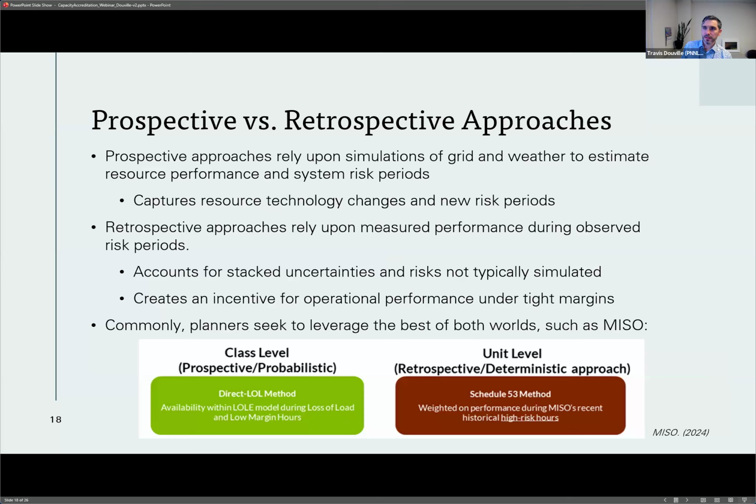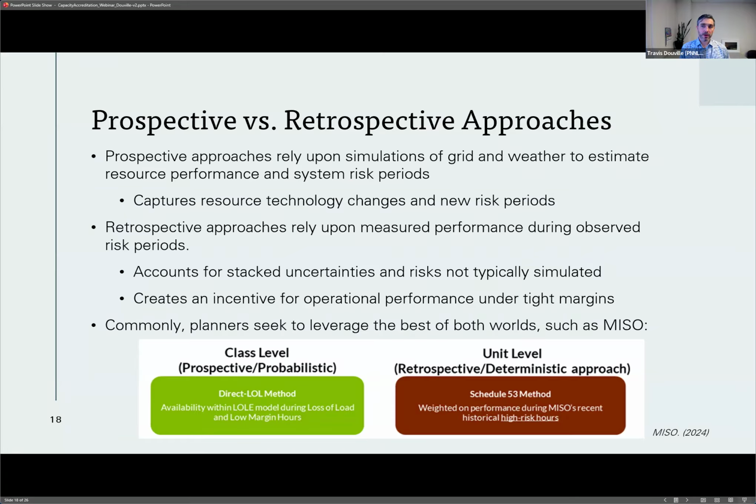There are also differences in methods concerning their prospective, forward-looking, or retrospective, backward-looking approaches. Prospective approaches are simulation-based and consider future weather to estimate performance of resources in the periods that are of most concern. This allows one to capture and represent resources which perhaps aren't well represented in the record, or weather which isn't well represented in the historical record also.